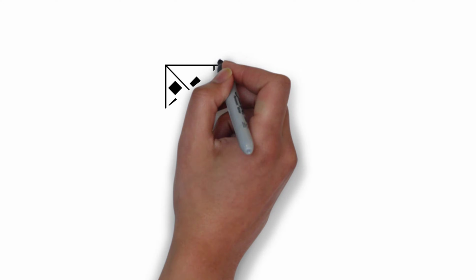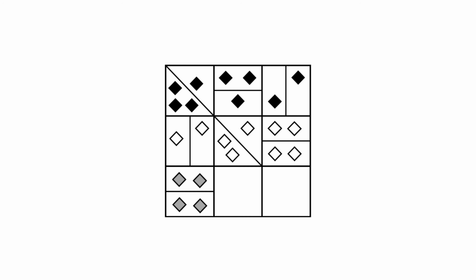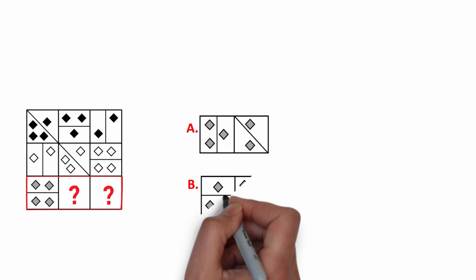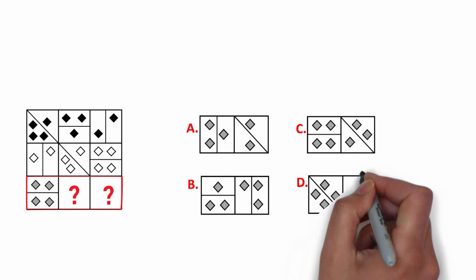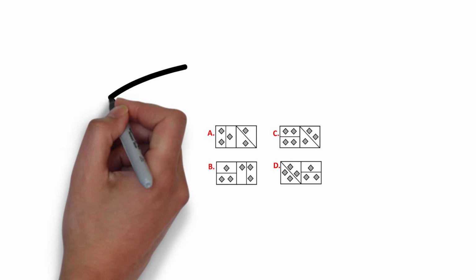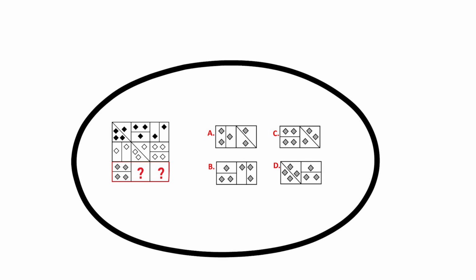You're presented with the 3x3 matrix. Two of the shapes in the matrix are missing. They are located in the bottom row. And you have four possible choices for the answers. Choices A, B, C, and D. Take a close look. The solution is not obvious, but it is very simple.